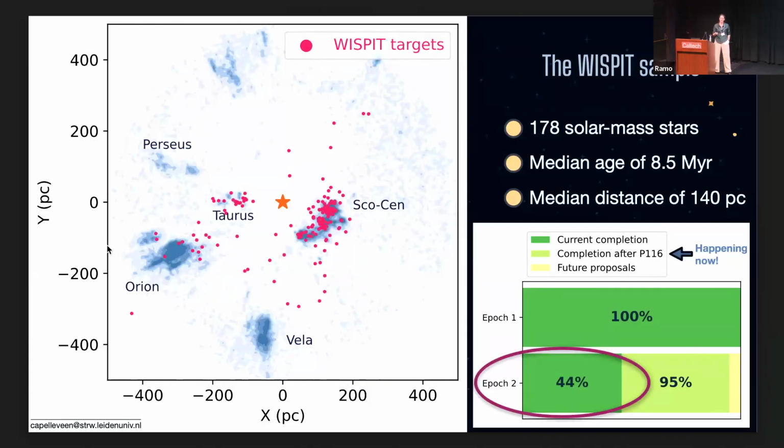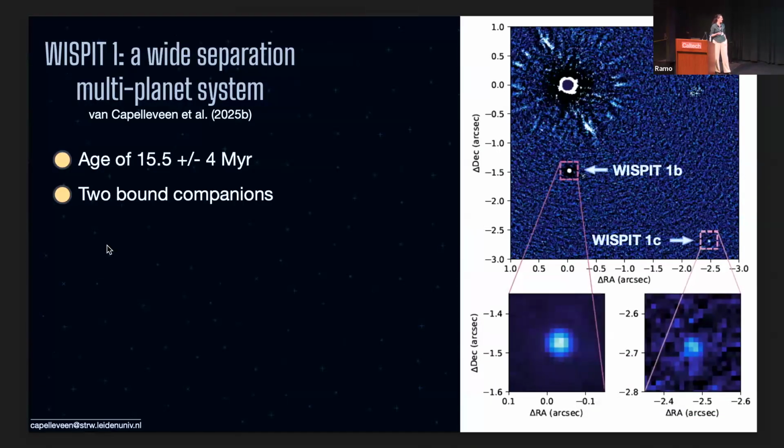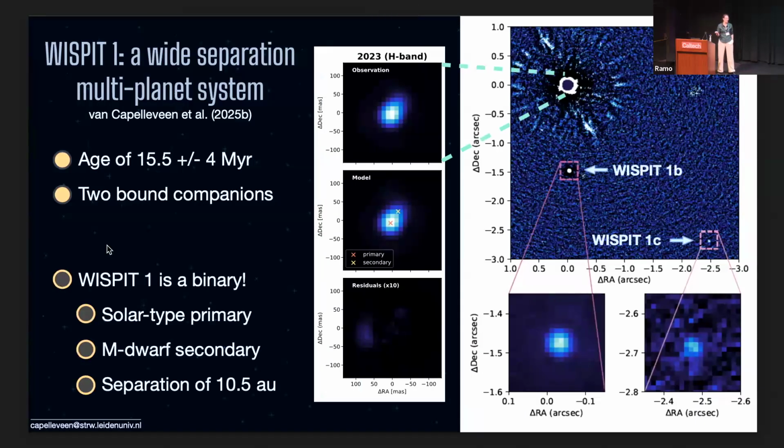Many of you may have already seen the WISPIT 2 system, but we didn't just start counting at 2. There really is also a WISPIT 1 system. WISPIT 1 is approximately 15.5 million years old, and it has 2 bound companions. Now, the big surprise with this system is that when we looked at the flux calibration image, it's not a nice round PSF, and it turned out that this can be modeled quite nicely by a binary with a solar type primary and an M-dwarf secondary, at a separation of approximately 10.5 AU.